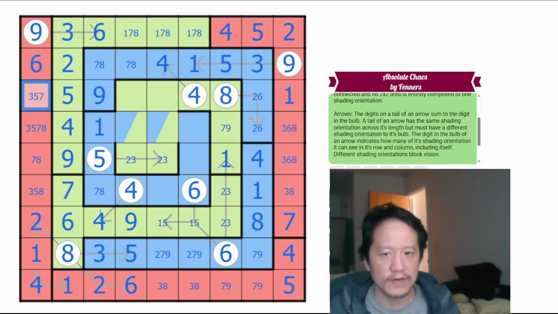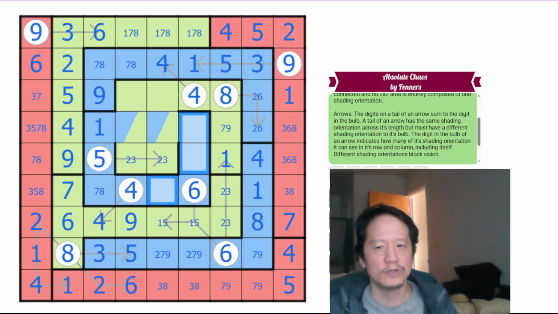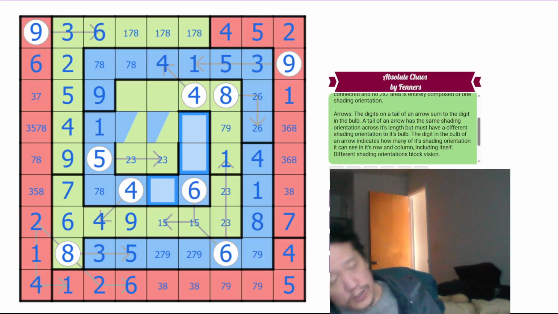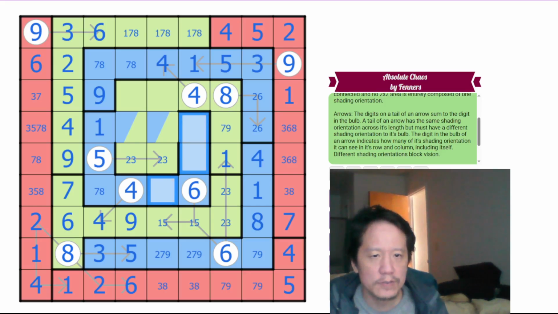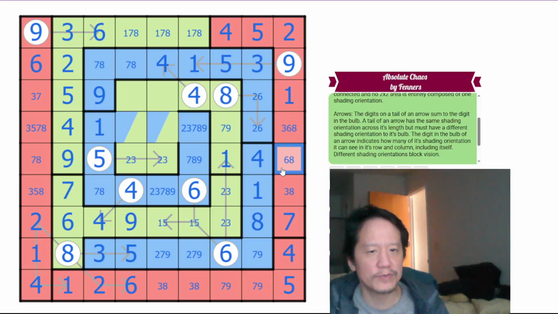This can't be 5 because of the 5 there. Remaining digits in the blue region in the middle have to be 2, 3, 7, 8, 9. And this can't be 2 or 3 because of the 2, 3 pair. This can't be 3. This can't be 9. This can't be 6. This can't be 6.